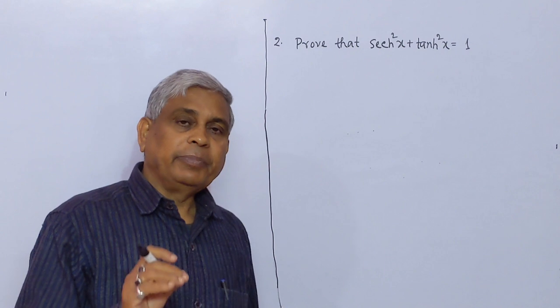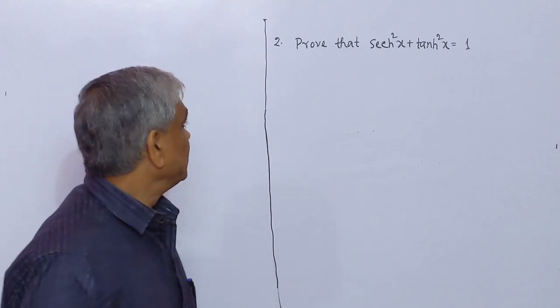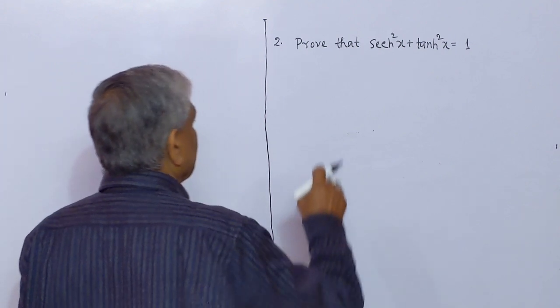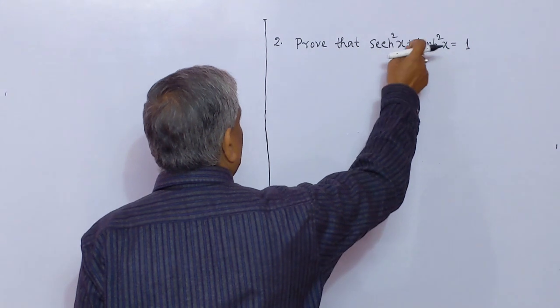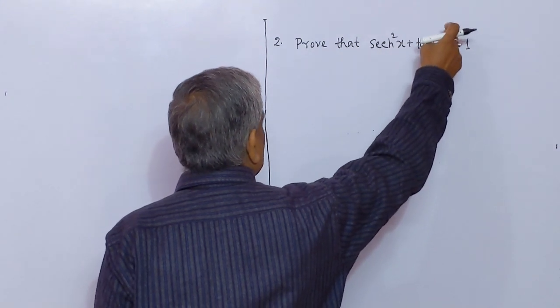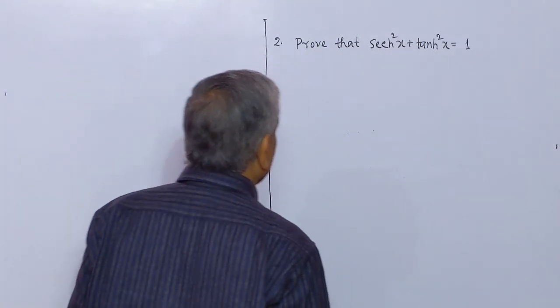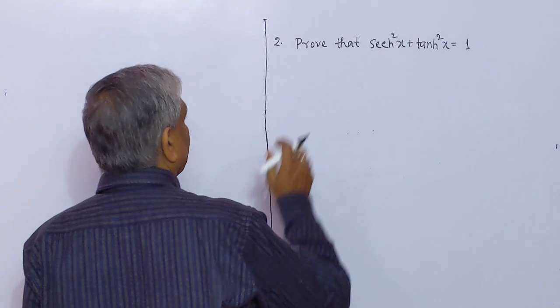Now we derive the next formula. The next formula is sech square x plus tanh square x equal to 1. Now we prove this.